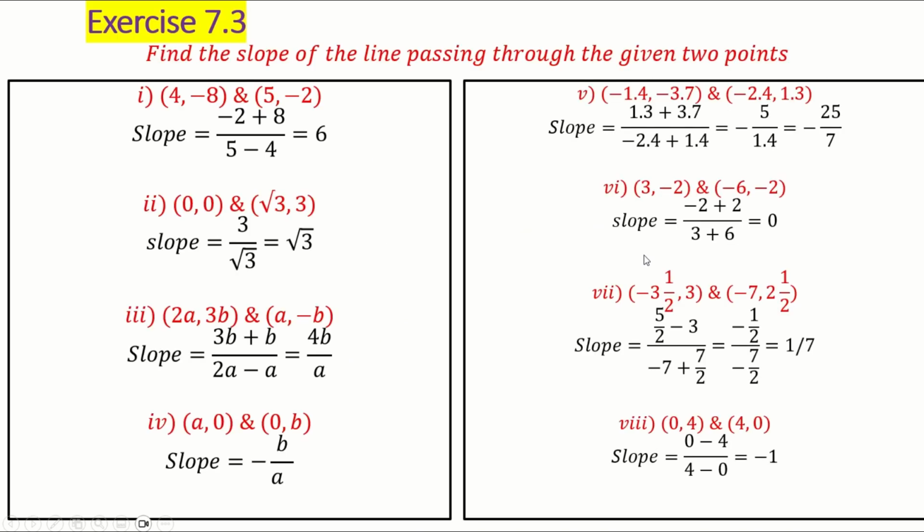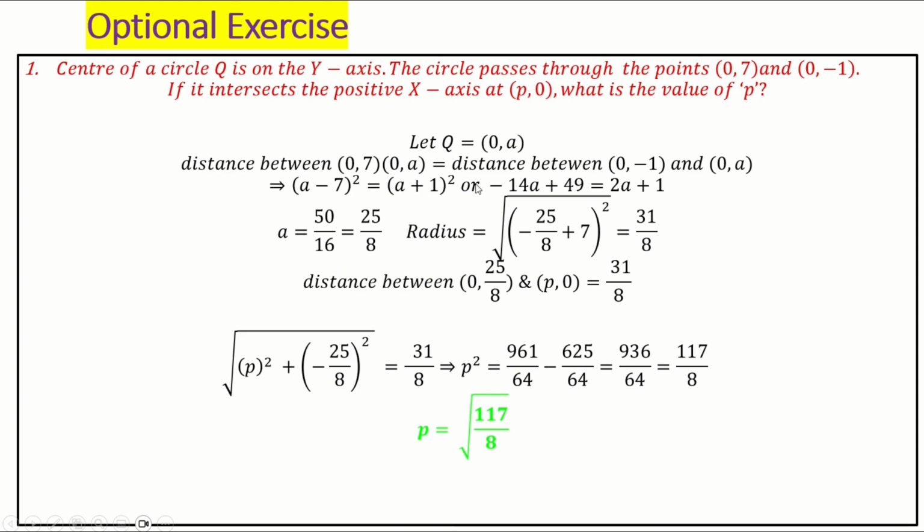Next, let's do the exercise. This exercise part is very simple. The first one is to find the slope of the given 2 points. Multiple points are given, all with the same template. The slope is y2 minus y1 by x2 minus x1. I just did it for all of these. You can do it yourself and cross check the answer.